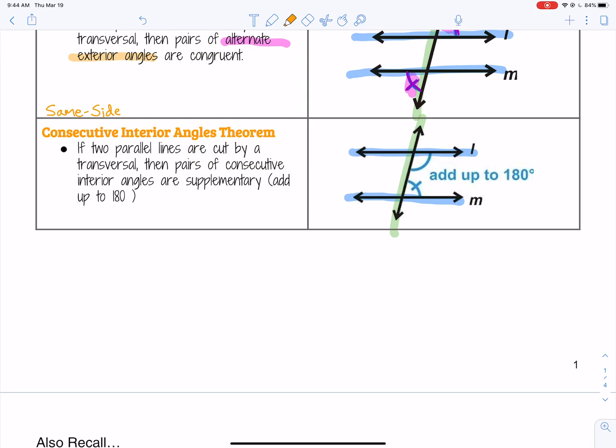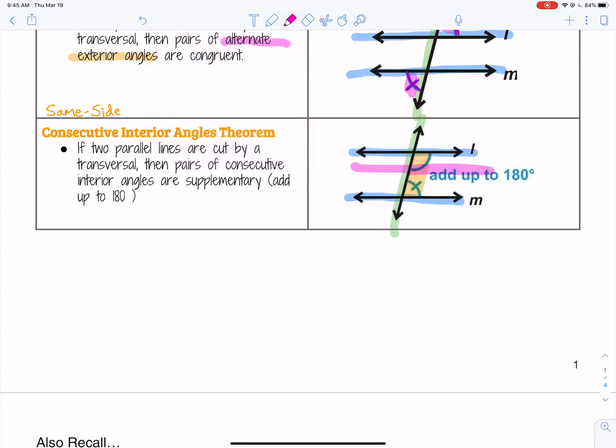So same side might make more sense, but we often see the word consecutive used. So they're on the same side. Notice nothing's on this side over here. And they could have been on that side, but they would have to both be on the other side. So if two parallel lines are cut by a transversal, then pairs of consecutive angles on the same side of that transversal, they're consecutive interior angles, and they are considered supplementary.